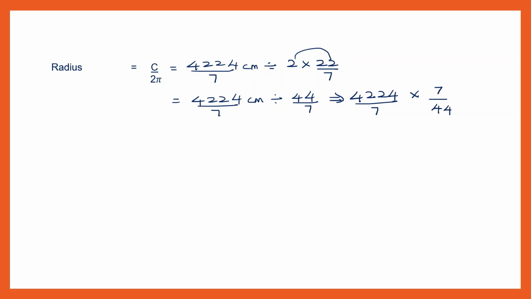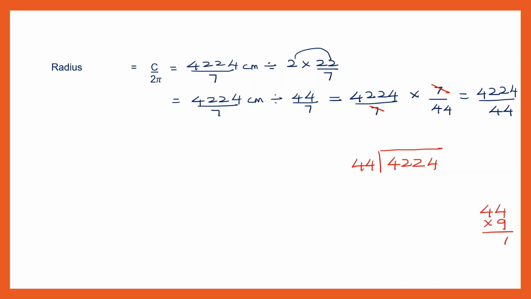Now we can cancel. We can cancel 7 and 7. So what do we have left? We have 4224 divided by 44. So now let's divide this. 4224 divided by 44. Now we need to get a number close to 422. So let's try 44 into 9. 9 fours are 36, carry 3. 9 fours are 36 plus 3, 39. So 44 into 9 is 396. Now let's subtract here.